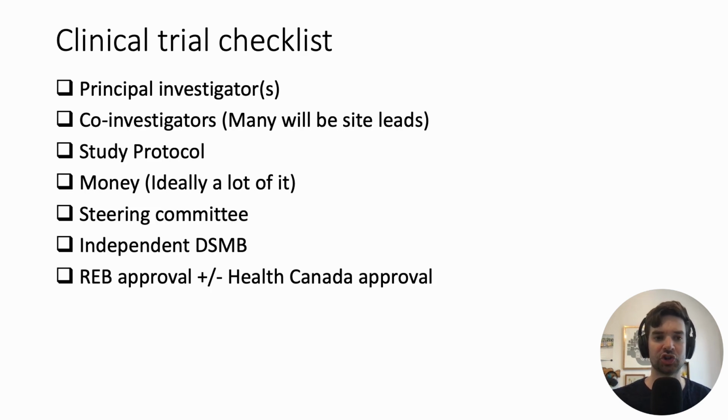So here's a bit of a clinical trial checklist. You got to have a principal investigator, of course. Maybe that's going to be you. You got to have co-investigators or site leads. You got to have a study protocol that will spell out how you're going to do the trial. Money, a lot of grants. Trials are very expensive. A steering committee, certainly. DSMB, not every trial has it, but I would say most do. And then REB approval, plus or minus Health Canada approval, depending on whether or not your study is Health Canada or FDA regulated. And then contracts.